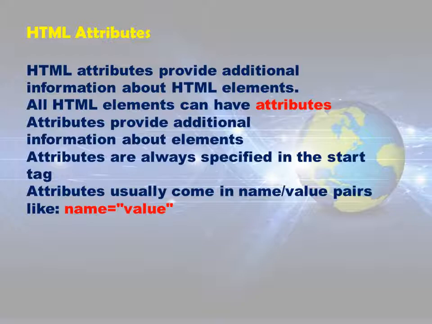All HTML elements can have attributes. Attributes provide additional information about elements. Attributes are always specified in the start tag. So whatever attributes are there for the tags, they come in a start tag. Attributes usually come in name or value pairs, like name is equal to value. So each attribute has these two pieces of information, that is the name and the value. So this is about the HTML attributes which provide the additional information of the tag.